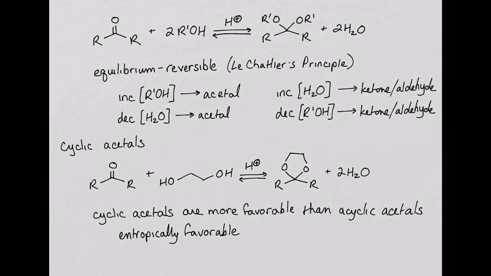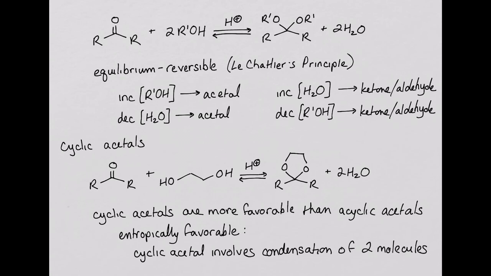In the case of the cyclic acetal formation, we see that the condensation involves two molecules, the ketone or aldehyde and the diol. The formation of the acyclic acetal involves the condensation of three molecules. Therefore, there's a greater loss of entropy in the formation of the acyclic acetal, making the formation of the cyclic acetal more entropically favorable because there is a smaller entropic loss.